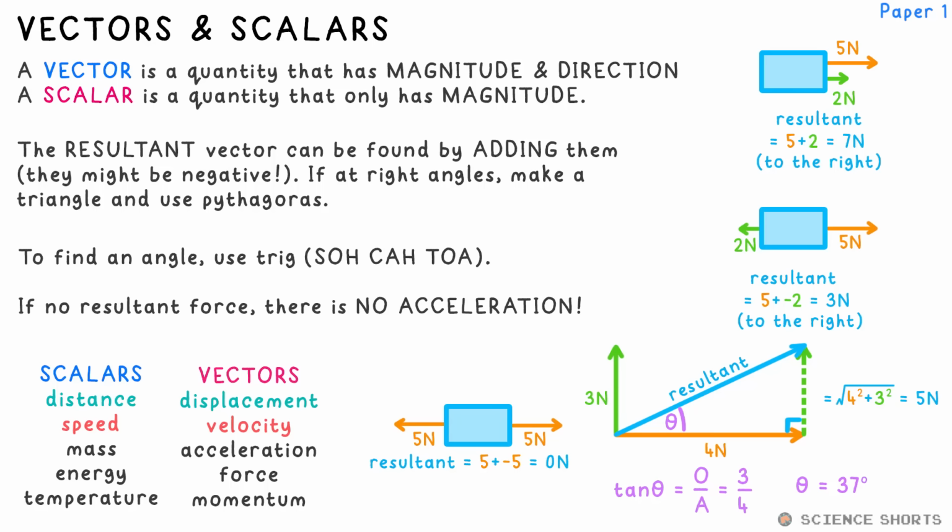If a measurement or quantity just has magnitude but no direction, it's not a vector, but it's called a scalar instead. Here are some examples of both. Note that displacement is distance traveled with a direction. Similarly, velocity is the vector form of speed.